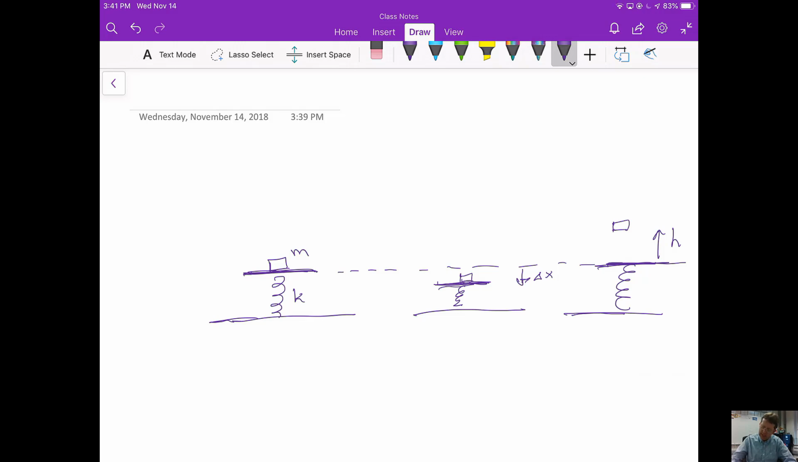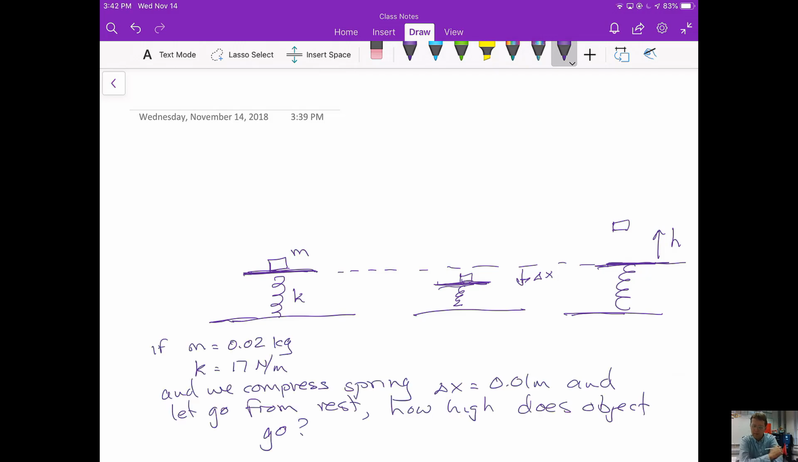Okay, so here's my problem. I gave it some numbers. The mass is 20 grams, or 0.02 kilograms, the spring constant is 17 newtons per meter, and we compress the spring 1 centimeter and let go from rest. How high does the object fly once it flies off the platform? That's the problem we're going to solve.